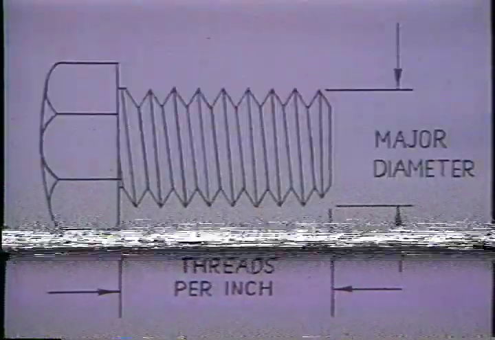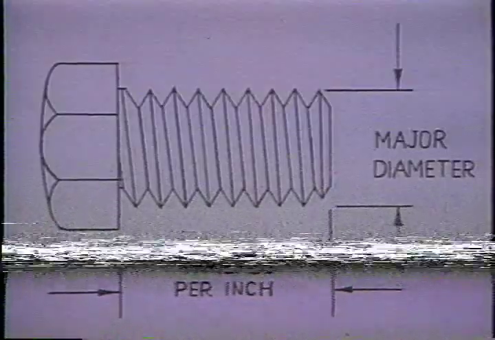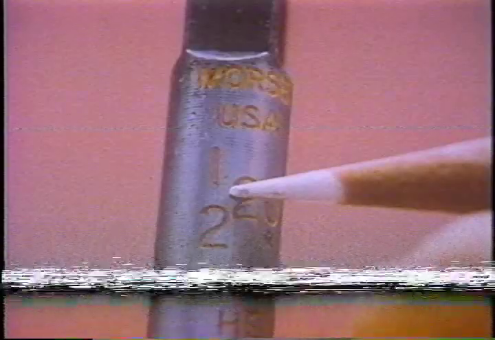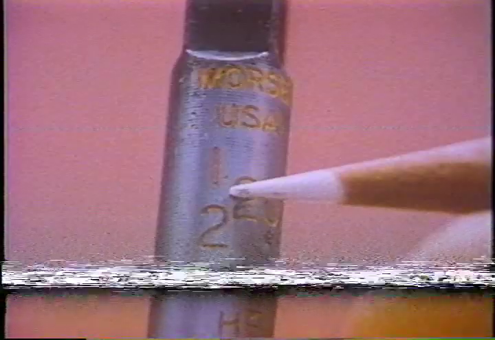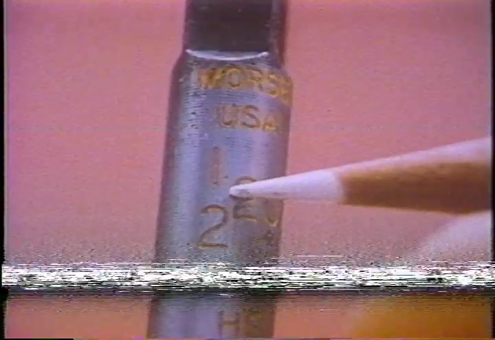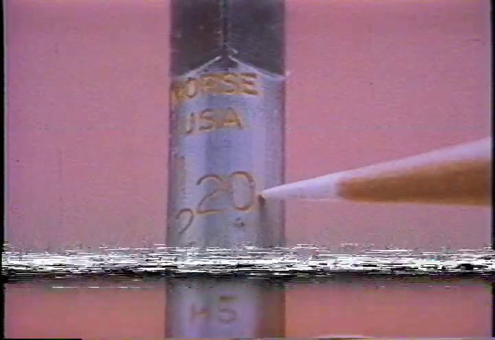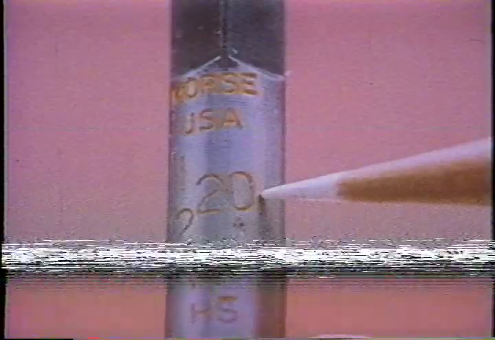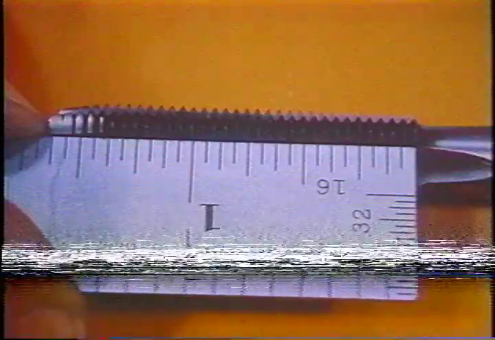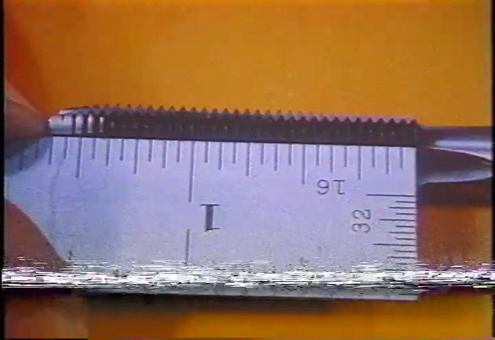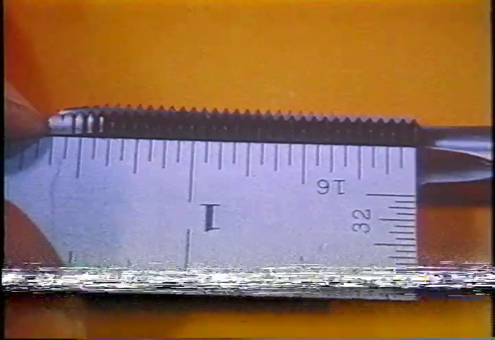A screw thread is identified by combining the major diameter with the number of threads per inch. If you examine the shank of the tap, it will give all the details concerning its specifications. For example, this tap indicates a major diameter of 1/2 inch. And the 20 here tells you that it has 20 threads per inch. Properly identified, this tap is called a 1/2-20. If a tap is not properly identified, you can find the number of threads per inch with a 6-inch rule and simply counting the number in 1 inch.